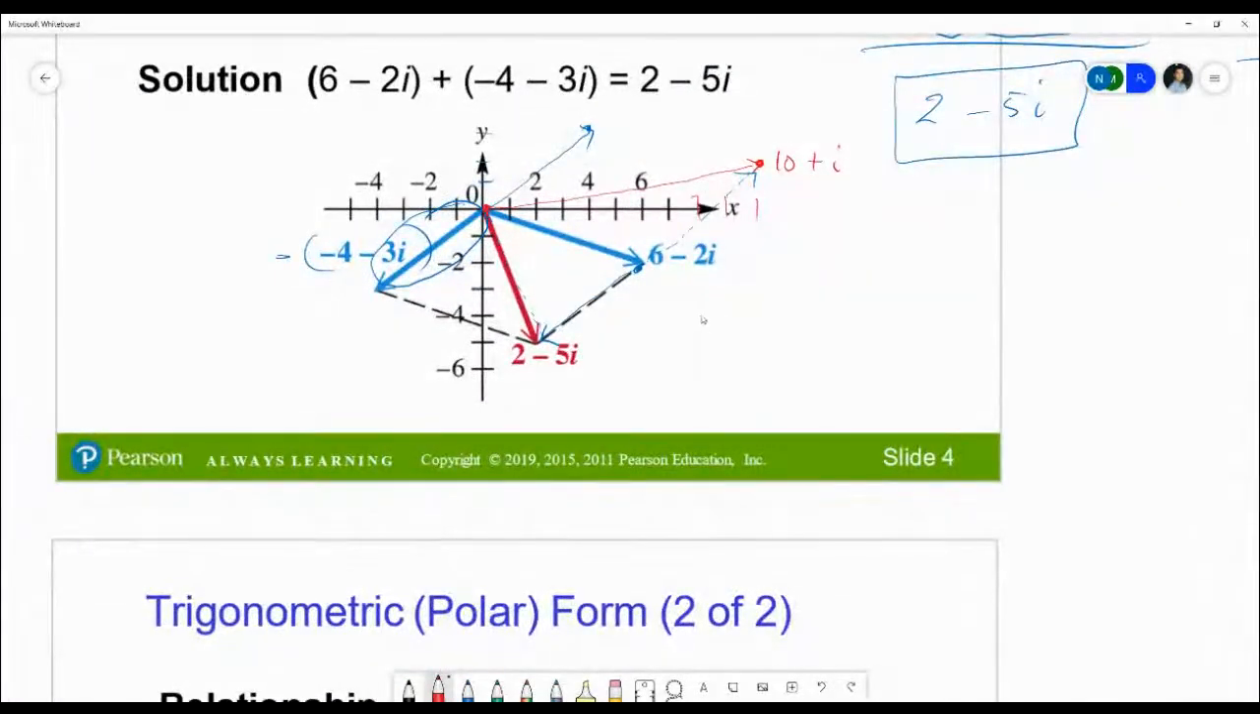Yes. Professor, to clarify, these coordinates 10 plus i, 2 minus 5i, they're just the coordinate point in the complex plane, and they don't represent the magnitude of the vector. Exactly. They are coordinate points. Okay, thank you.